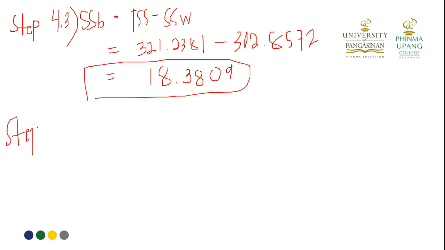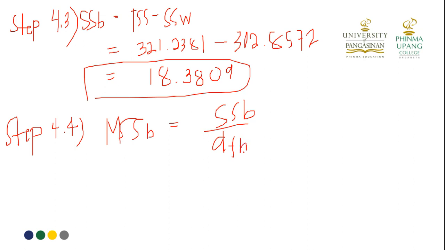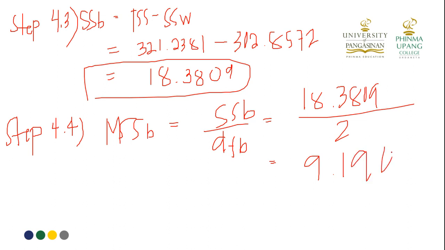Next step, step number 4. Yung 4.4 natin is the mean of the summation of B, yung SSB natin all over DFB. Nakuha na natin yung SSB, 18.3809. So, ilan yung DFB? 2. So, sagot po. 9.1905.